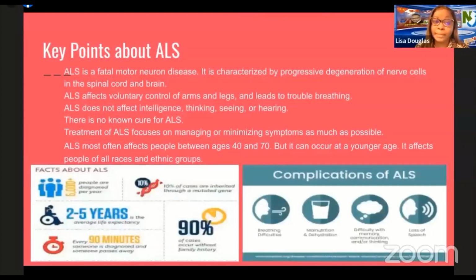Key points about ALS. ALS is a fatal motor neuron disease. It is characterized by progressive degeneration of nerve cells in the spinal cord and brain. ALS affects voluntary control of arms and legs and leads to trouble breathing. ALS does not affect intelligence, thinking, seeing, or hearing. There is no known cure for ALS. Treatment for ALS focuses on managing or minimizing symptoms as much as possible. ALS most often affects people between the ages of 40 and 70, but it can occur at a younger age. It affects people of all races and ethnic backgrounds.